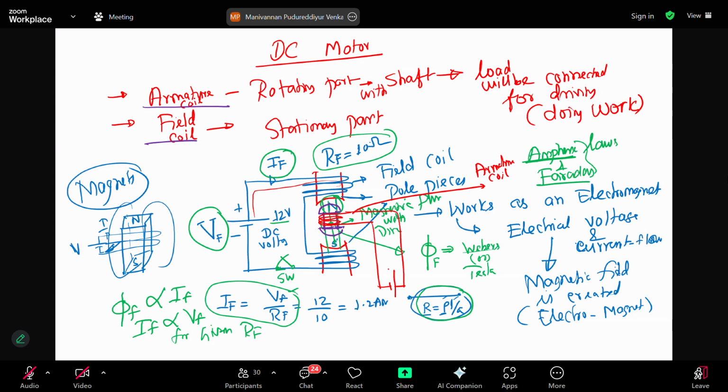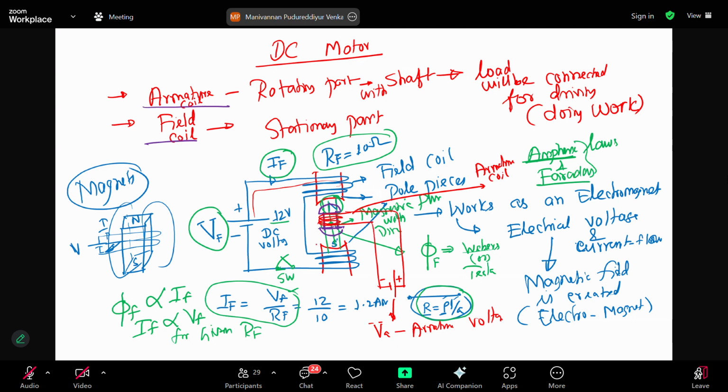So now again we have a voltage. This voltage is called VA. Why VA? V represents voltage, and A is armature, so this is my armature voltage. Please note that a DC motor needs DC current and DC voltage. Both VF and VA are DC voltages supplied from some DC source, so it can be a battery or a DC power supply.